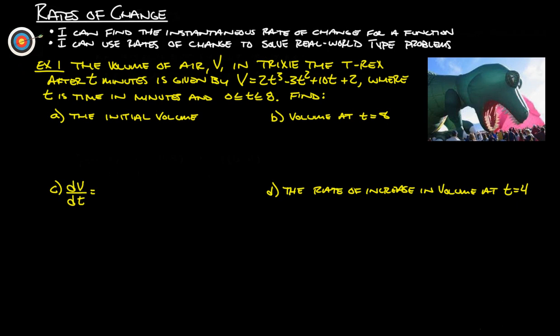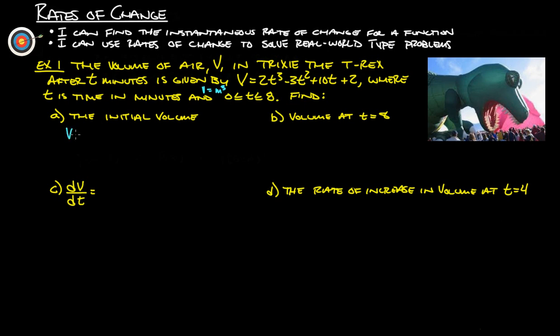Okay, so example 1 says the volume of air V in Trixie the T-Rex after t minutes is given by this here, where t is the time in minutes, and V should be the number of cubic meters. That's a 3, I know that's hard to see. Volume is going to be in cubic meters. And this is when time is between 0 and 8 minutes. Find the initial volume. So the initial volume is when time equals 0.